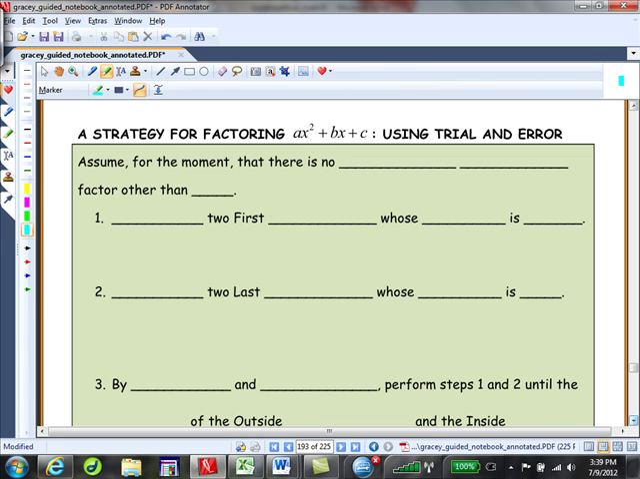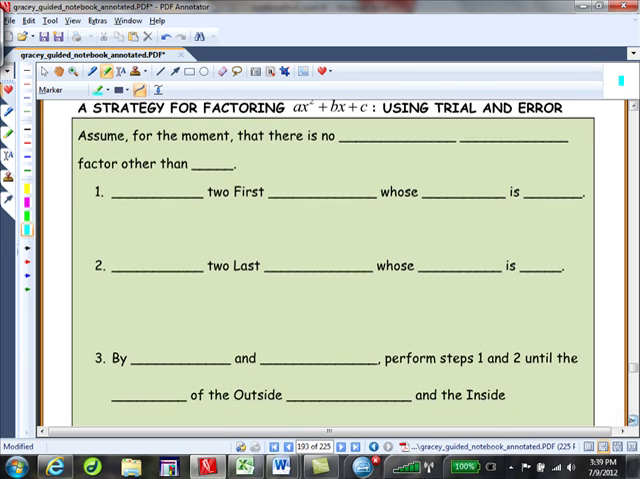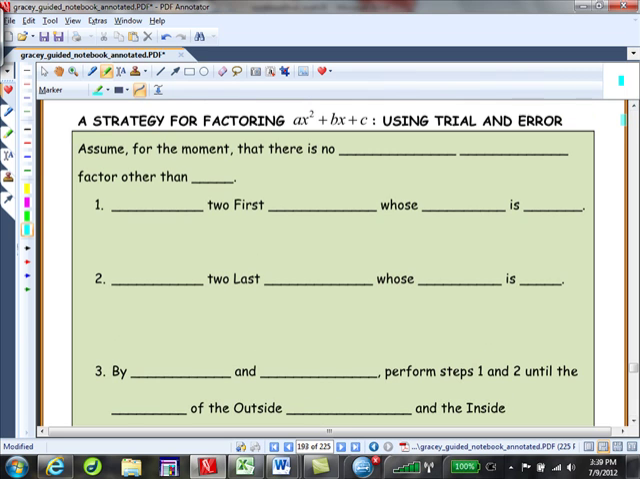Now here we go. The difference between this section and the last is that the a that you see in front of here is not always going to be 1 like in the last section. So assume for the moment that there is no greatest common factor other than 1. So that means these steps apply when you've already factored out the greatest common factor or if there is none. So here we go.